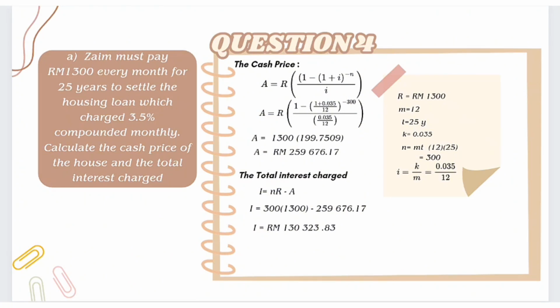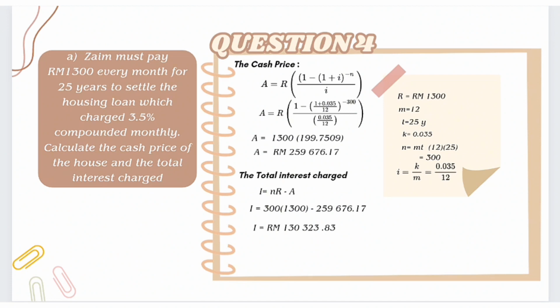And A equals 1,300 ringgit in brackets 199.7509. And then you will multiply these two, so you will get A, which is 259,676.17 ringgit. Okay, so let's go to the total interest charge.